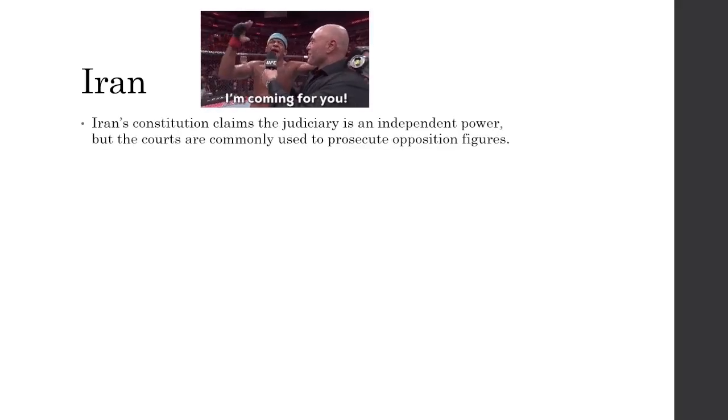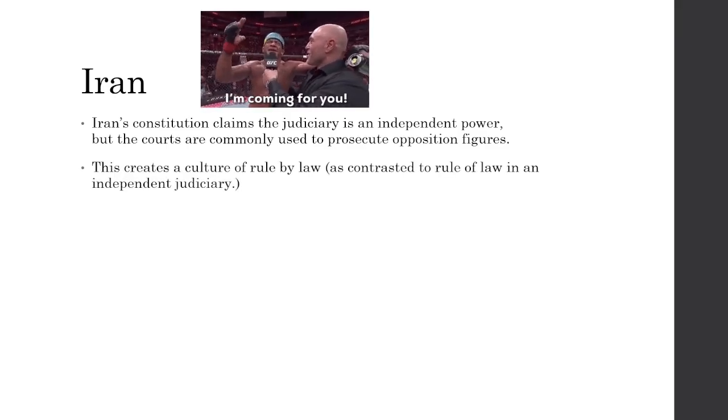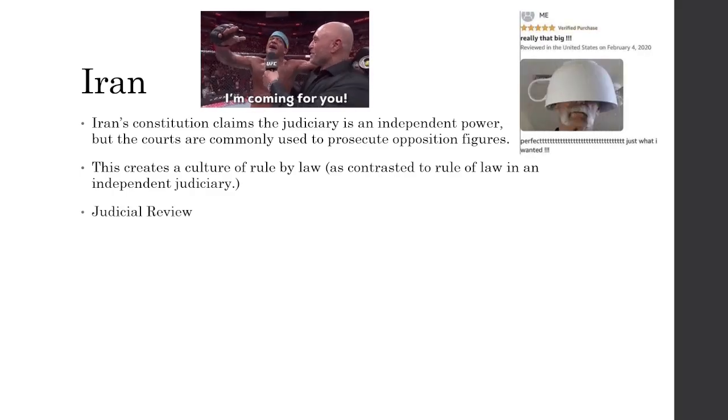In Iran, they have a constitution that claims the judiciary is an independent power, but the courts are commonly used to prosecute opposition figures, particularly those that oppose the government or Islamic law. This can create a culture of rule by law as contrasted to rule of law, which is an independent judiciary typically found in a democratic society. They're holding the opposition to a higher standard, essentially, in the sense that if they do something, they're going to face a higher punishment or a more direct punishment.